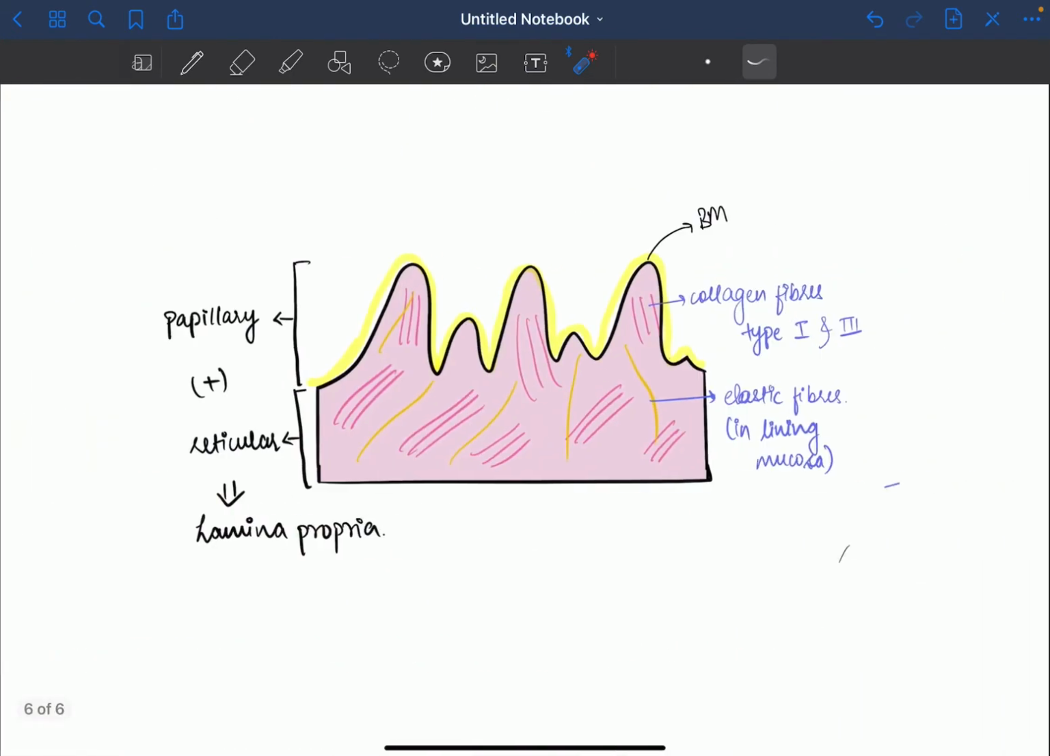So, lamina propria is further divided for our benefit into papillary and reticular portion. Now understand that these two portions are not divided, they are very much continuous with each other. Then what is the papillary part? The ridges which we can see here, the interdigitation, this is the papillary part. And this portion is the reticular part.